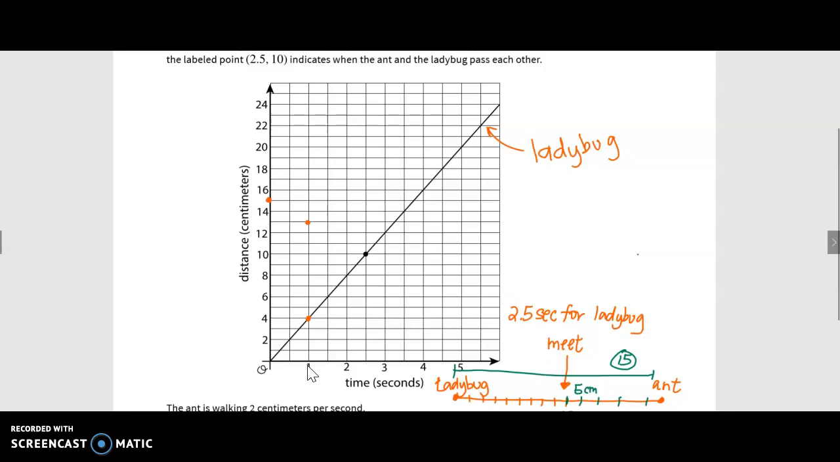So I'm going to keep going. Down 2 over 1. Down 2 over 1. And then again down 2 over 1. And then I have one line right here. I'm going to go ahead and connect all the points. And this is where they meet right here. So you can see that at 2.5 seconds, they meet at 10 centimeters for the ladybug. So this is your solution right here, the meeting point.